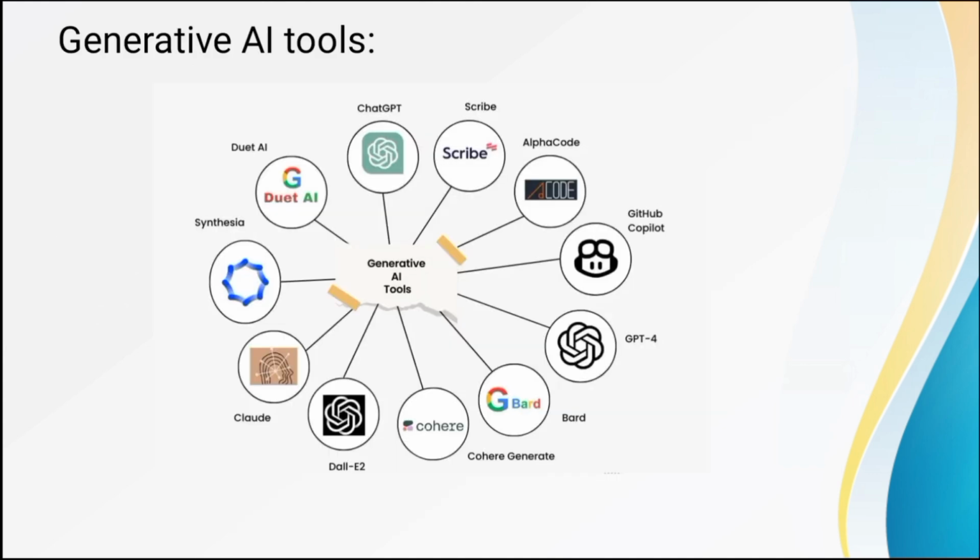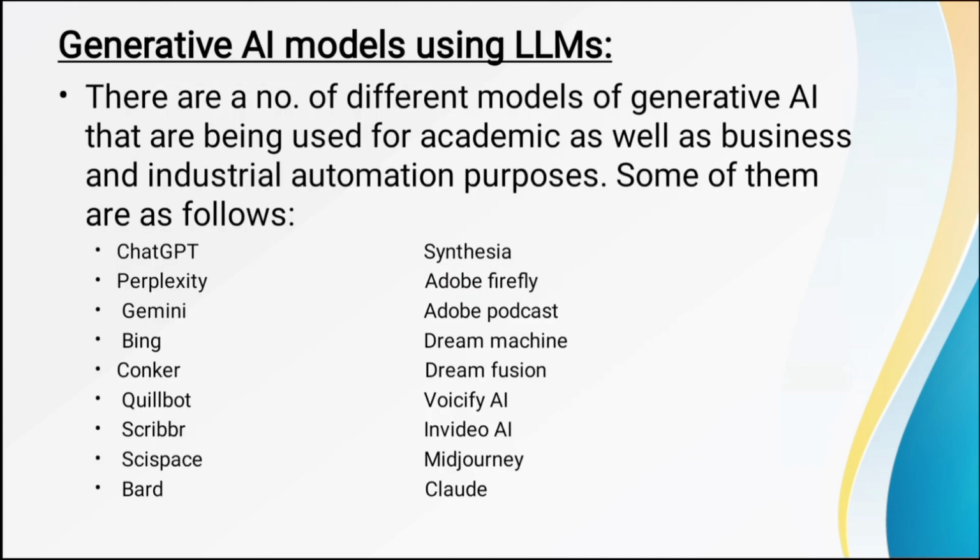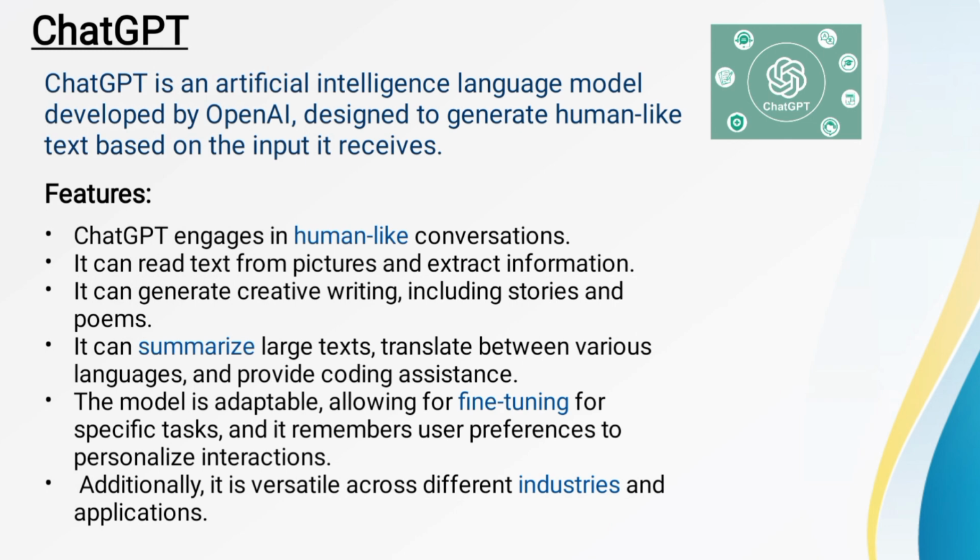There is a huge variety of generative AI tools using LLMs, but we will discuss a few of them. Generative AI models using LLMs: there are a number of different models of generative AI that are being used for academic as well as business and industrial automation processes. Some of them are given below. These are ChatGPT, Perplexity, Gemini, Bing, Concur, Quillbot, Scribble, Bird, Synthesia, Adobe Firefly, Adobe Podcast, Dream Machine, Dream Fusion, Voicify AI, InVideo AI, Midjourney, Claude.